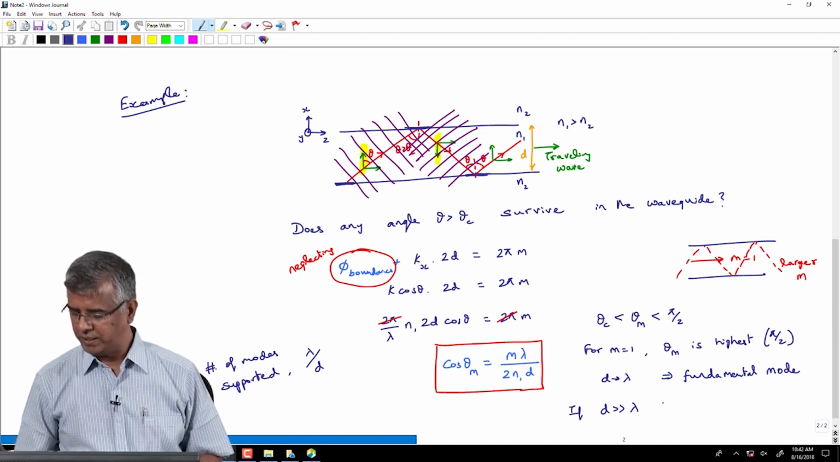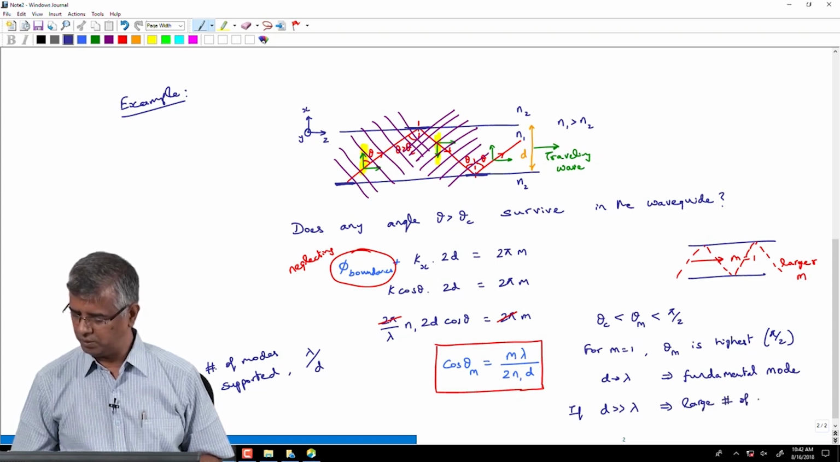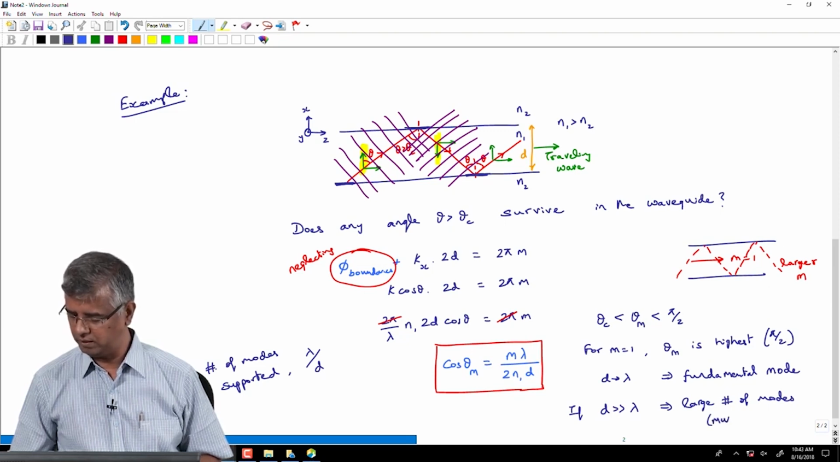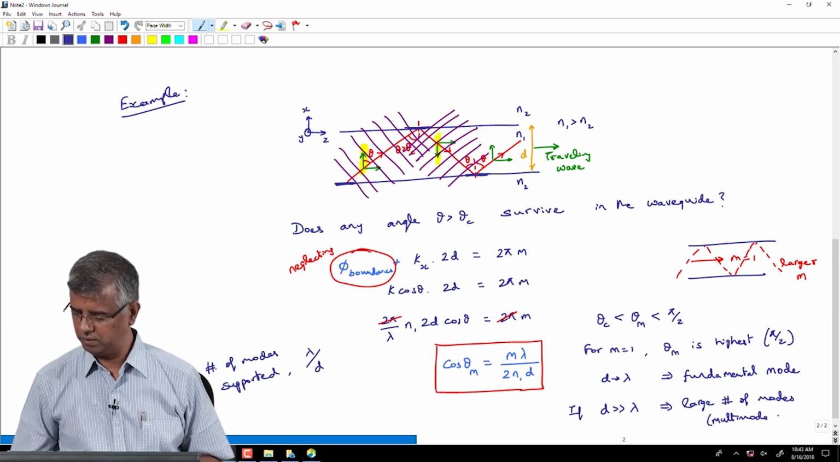So, when d is far greater than lambda, you have a large number of modes, or in other words it is called a multi-mode waveguide, right.